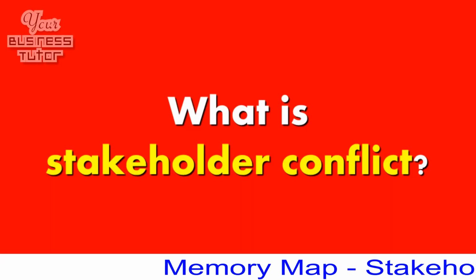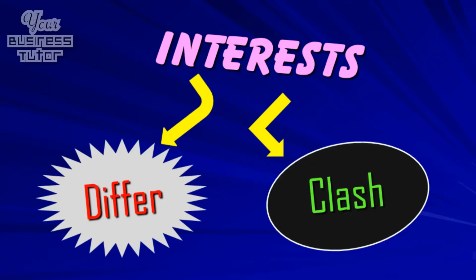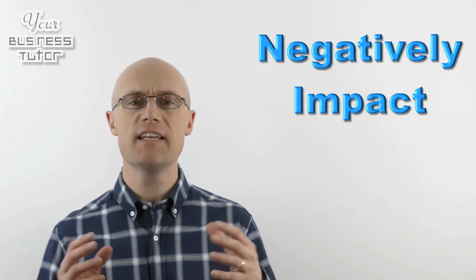So what is stakeholder conflict? Stakeholder conflict occurs when the interests of stakeholders differ, but more importantly, clash. For example, when the actions of one stakeholder negatively impact the interests of another. Now, this conflict can occur when a stakeholder getting or trying to get what they want from a business prevents another stakeholder from obtaining what they want. This creates a conflict of interest between the stakeholders.